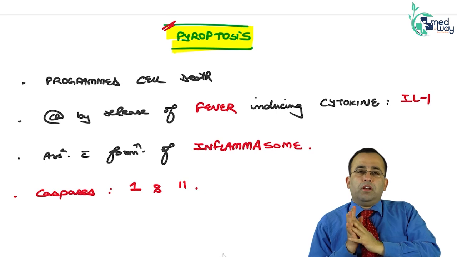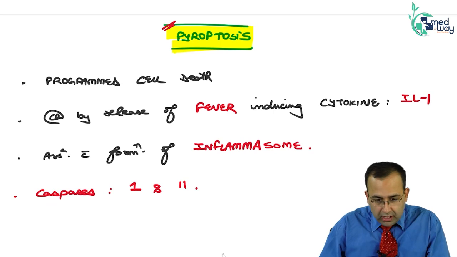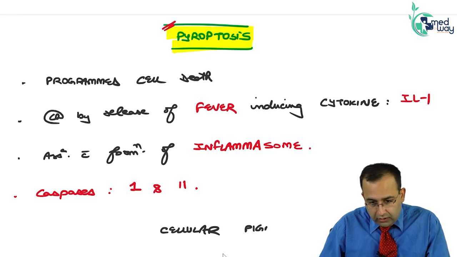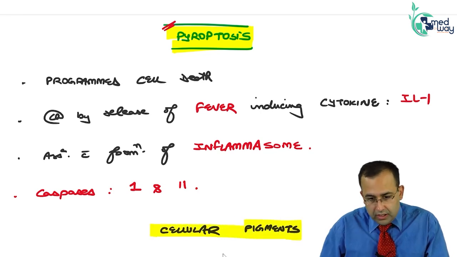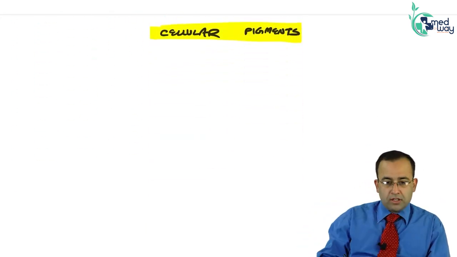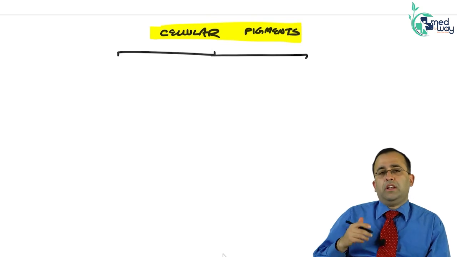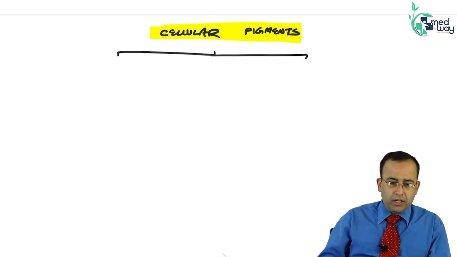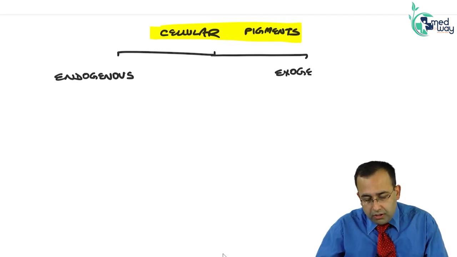Next point. So this gets us to our last two miscellaneous topics in cell injury, that is cellular pigments and calcifications. Let us start with our first miscellaneous topic, cellular pigments. Starting with pigments, I can divide pigments associated with a cell into two types. It can either be endogenous or exogenous pigment.